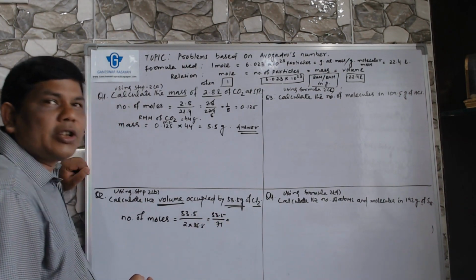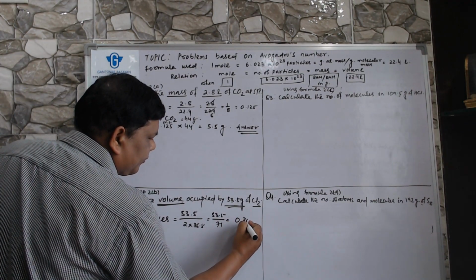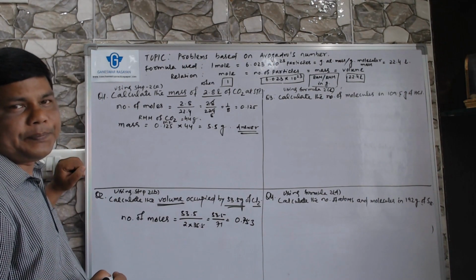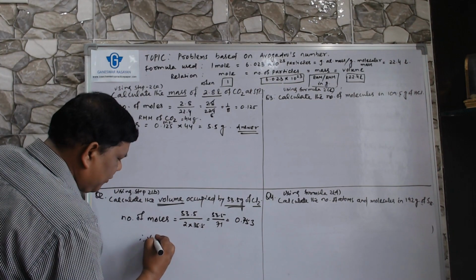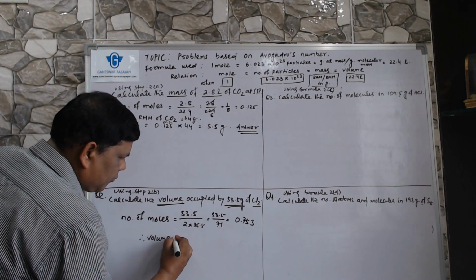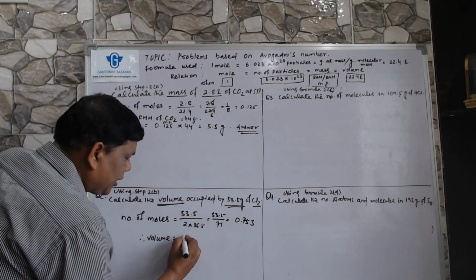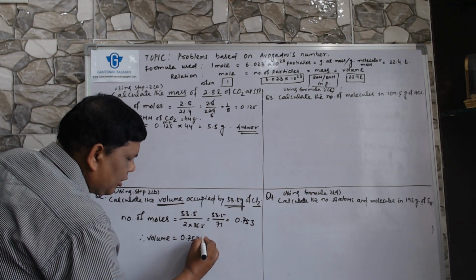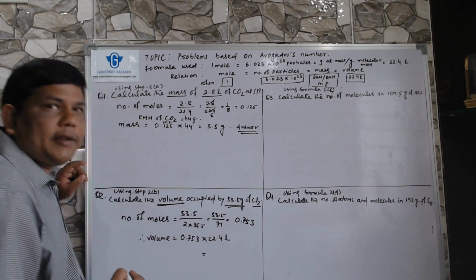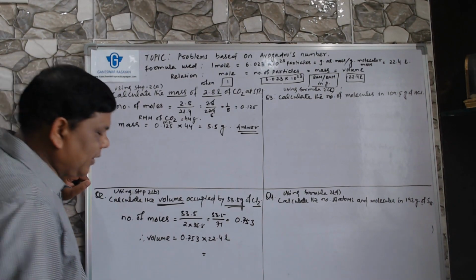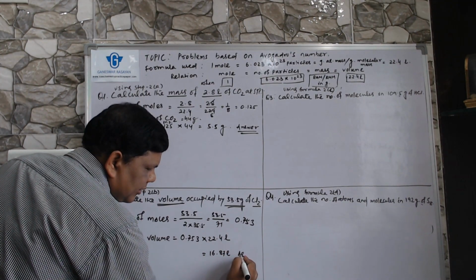on calculation gives you 0.753. Calculate and see. Then volume. Therefore, volume is equal to number of moles calculated in step 1, 0.753, into 22.4 liters, which gives 16.87 liter. And this is the answer.